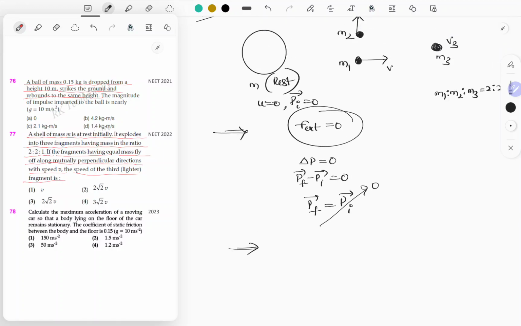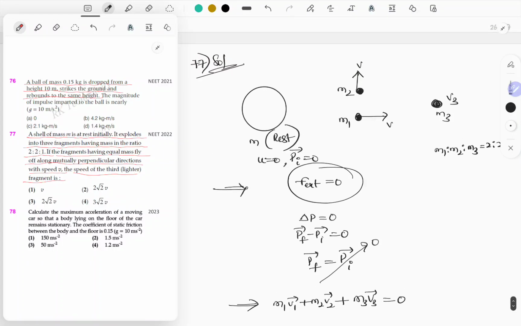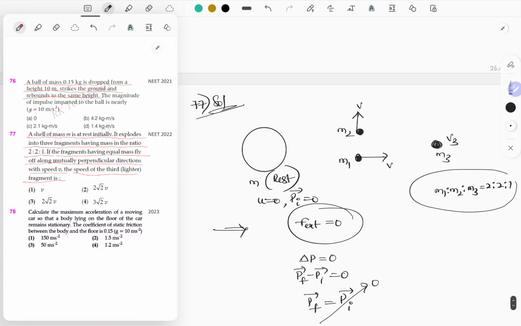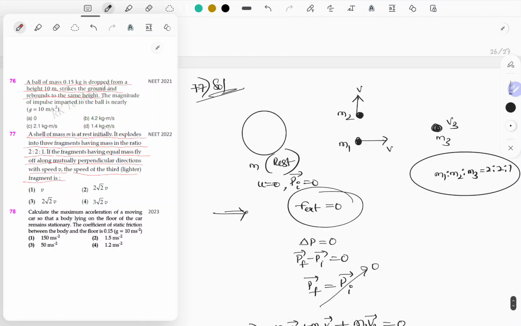Momentum is a vector quantity, so I must represent it with a direction: m1 v1 bar plus m2 v2 bar plus m3 v3 bar is equal to 0. I don't know the individual masses, but I know the mass ratio. I've given a trick to find the masses of individual objects if the ratio is given. Let's say the mass of the block is m, then how to find m1? m1 is equal to its ratio, that is 2, into the mass of the object divided by the sum of the ratio, that is equal to 5. Then what about m2? m2 is equal to 2m by 5.